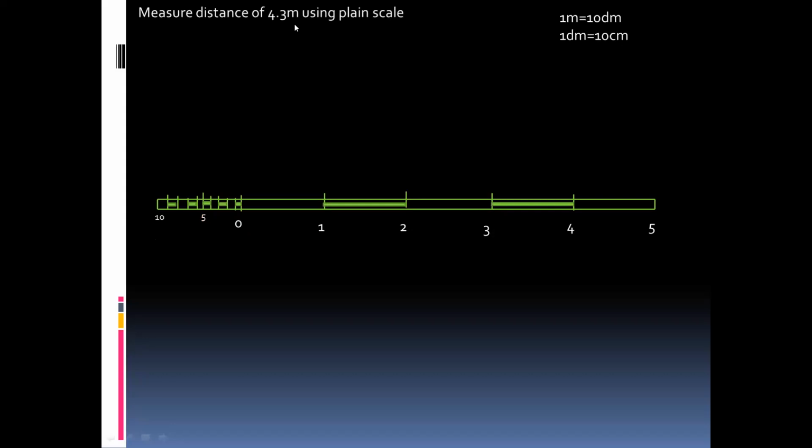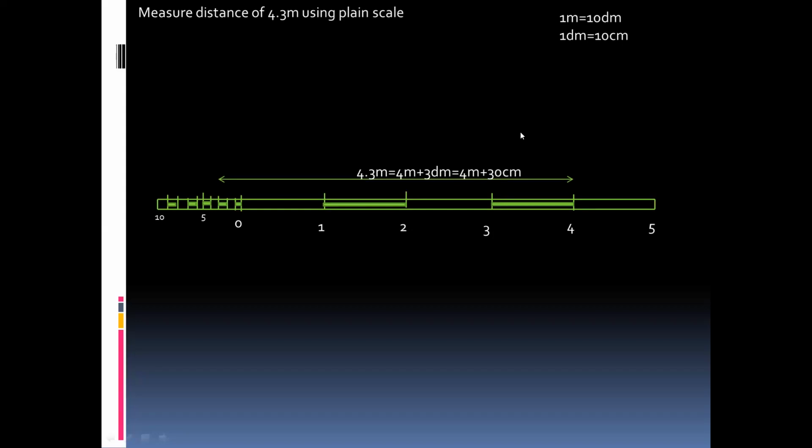Suppose we want to measure 4.3 meter using a plane scale. So this is the complete plane scale. Start from the 4, and in the decimeter part, observe the 3: 1, 2, and 3. So this will represent 4.3 meter, or 4 meter and 3 decimeter. It is 4 meter plus 3 decimeter, or 4 meter plus 30 centimeter, because 3 decimeter is nothing but 30 centimeter.